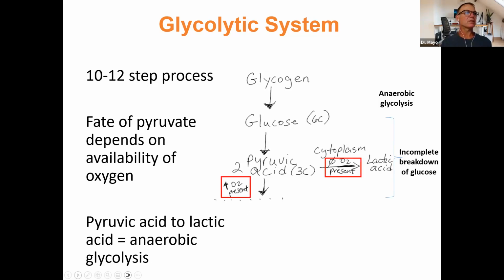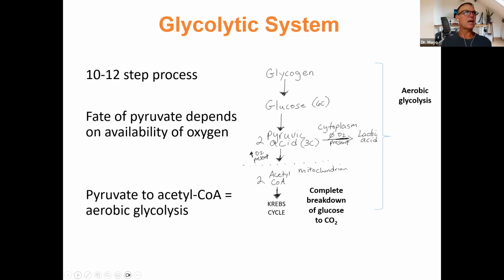And so this is what it looks like. I think I've got the next slide just showing you. So this was the true anaerobic fate here, where you get lactic acid as the end product. Or if oxygen is available, you take these 2 pyruvate molecules into the mitochondria, and you create a little structure called acetyl-CoA. You may have heard this.